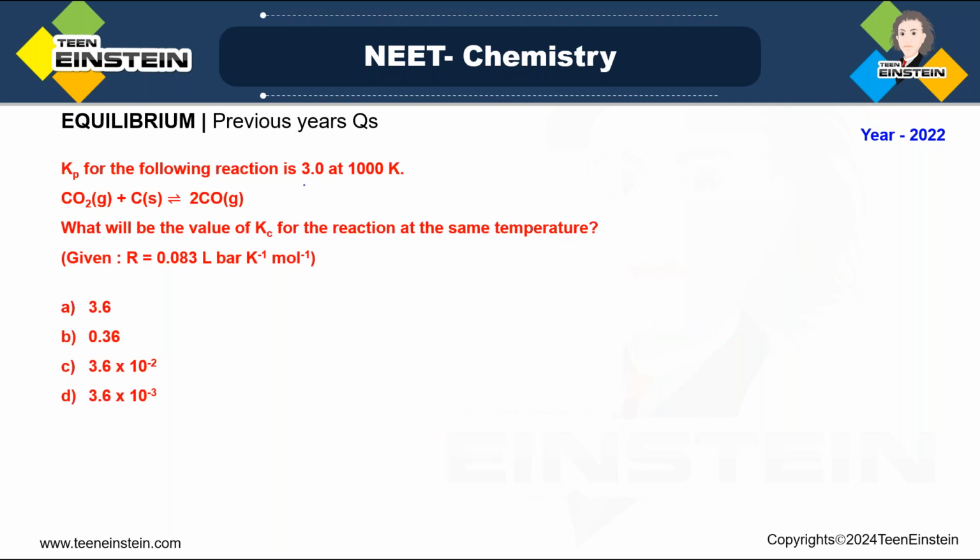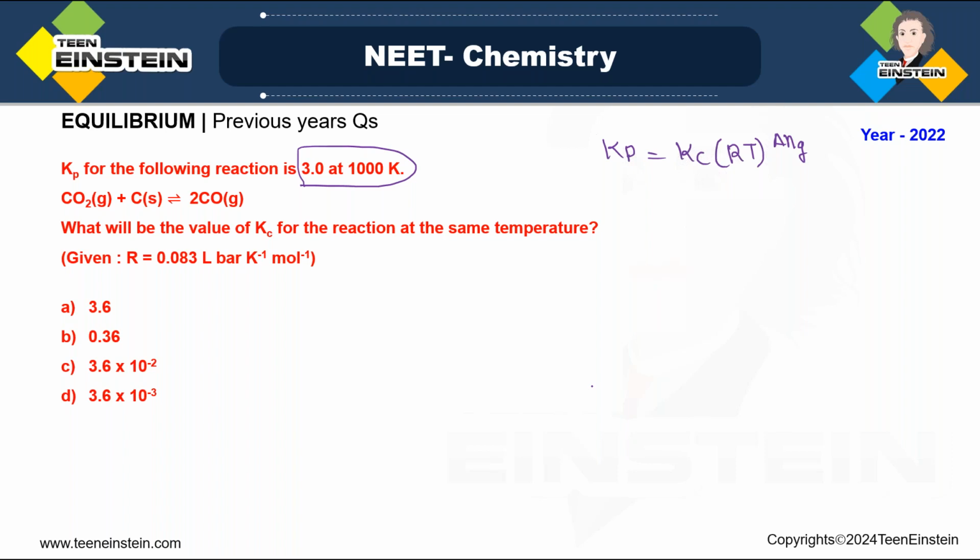Kp value for the following reaction is 3 at 1000 Kelvin. Carbon dioxide is reacting with carbon and we are getting 2 moles of carbon monoxide. What will be the value of Kc for the reaction at the same temperature? So Kp is given, but we have to find the value of Kc. So the relationship, if we write, Kp is equal to Kc multiplied by RT to the power del Ng.